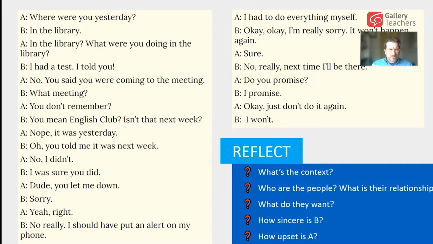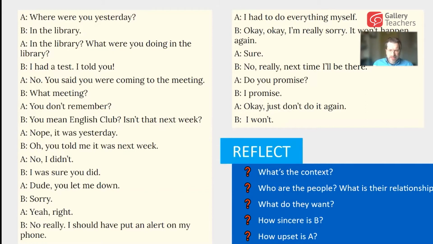Where were you yesterday? In the library. In the library? What were you doing in the library? I had a test, I told you. No, you said you were coming to the meeting. What meeting? You don't remember? You mean English club? Isn't that next week? Nope, it was yesterday. Oh, you told me it was next week. No, I didn't. I was sure you did. Dude, you let me down.